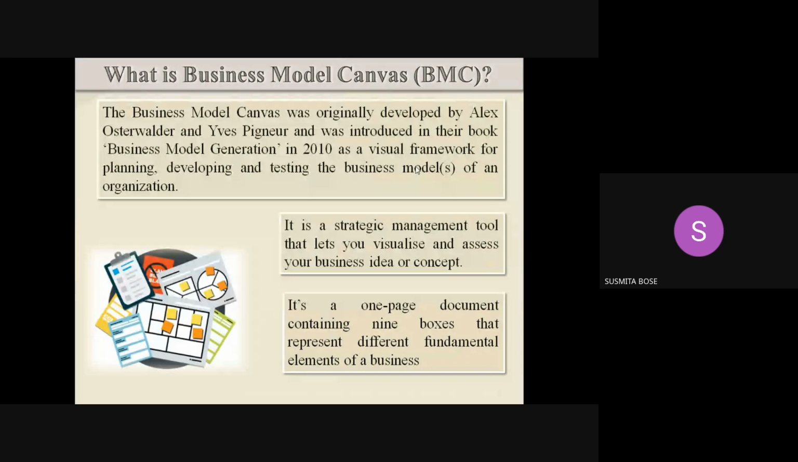The BMC model was originally developed by Alex Osterwalder and Yves Pigneur and was introduced in their book Business Model Generation in 2010 as a visual framework for planning, developing, and testing the business models of an organization. It's a strategic management tool which lets you visualize and assess a business idea or concept on one page. It's a one-page document and it contains 9 boxes that represent different fundamental elements of business.